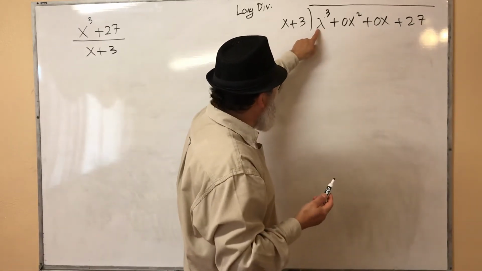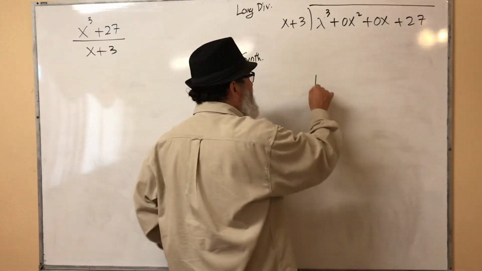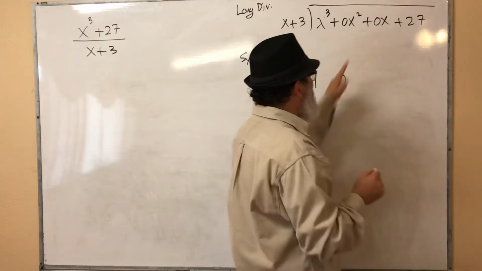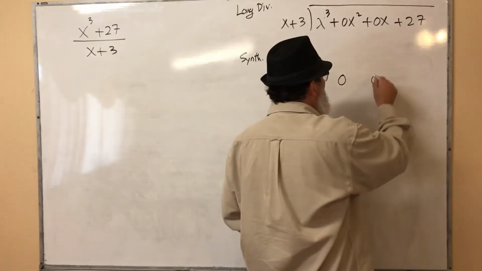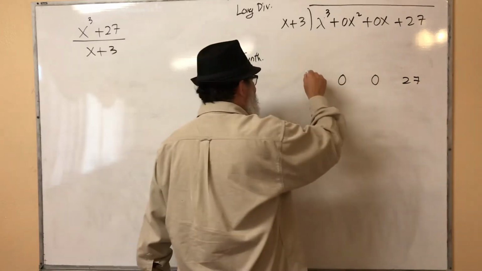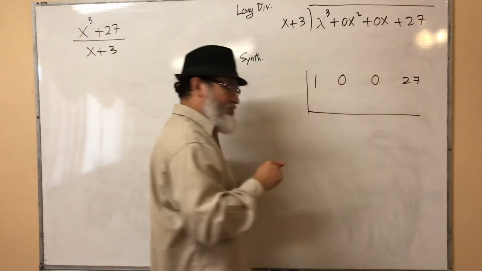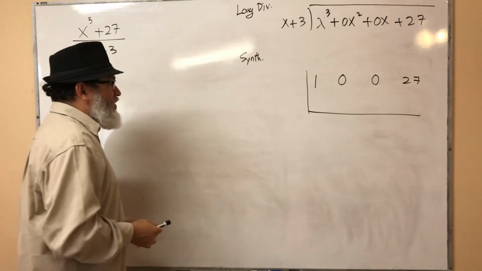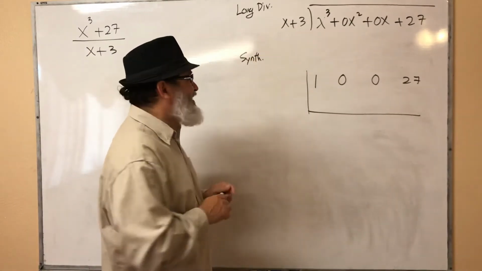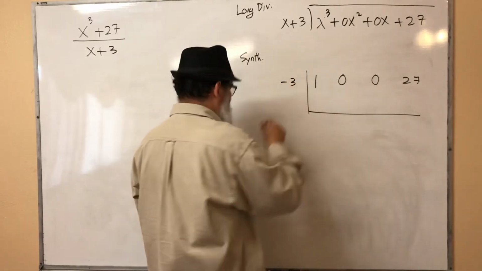For this term, I'm going to write a 1. For this term, I'm going to write a 0. For this term, I'm going to write a 0. For this term, I'm going to write a 27. And this is synthetic division. And what do I write out here? The opposite of that. A negative 3.